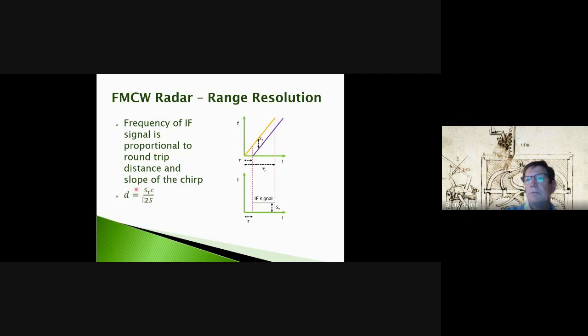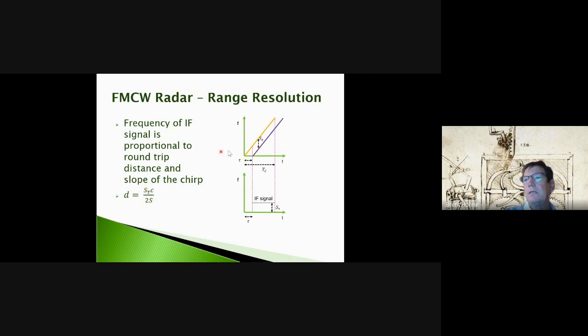Really, to derive this, we're just noting that what we're trying to find, what we're measuring, is this frequency here. But that is representative of this tau, which is the round trip time, and then through the speed of light we can convert that into a distance, and we've got a factor of 2 along there to account for converting it into a one-way from a two-way trip, right?